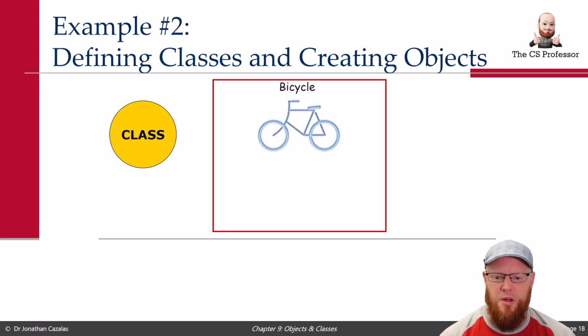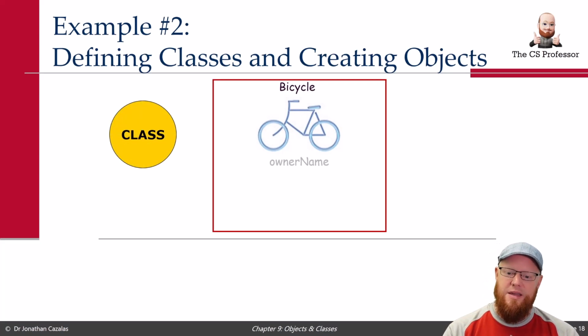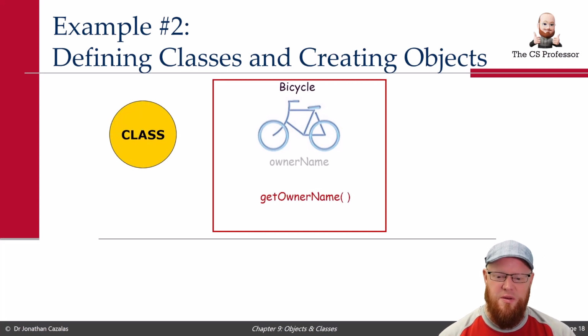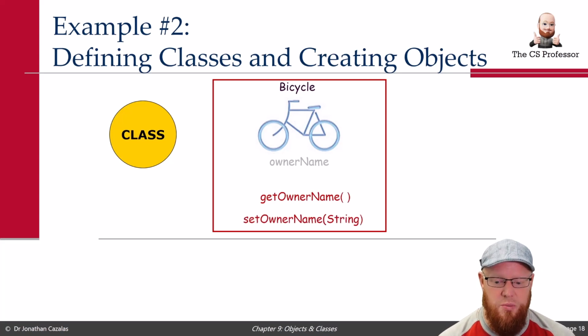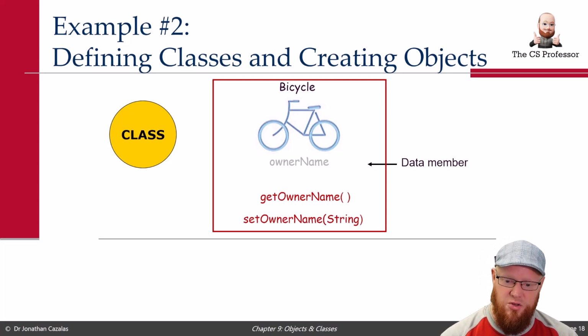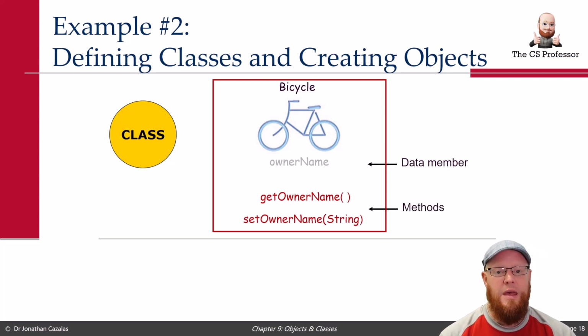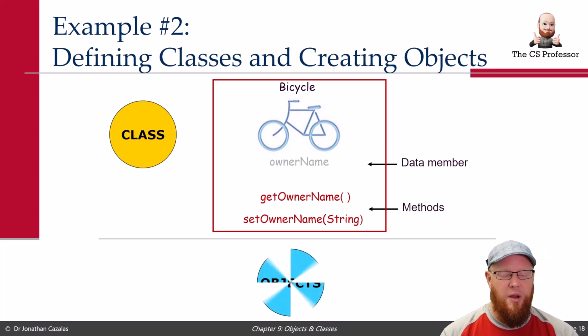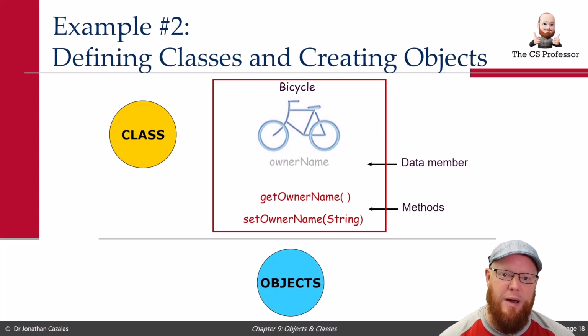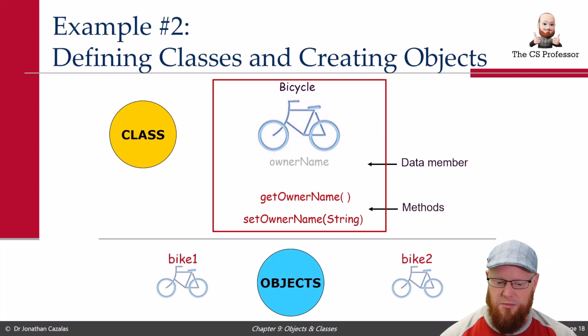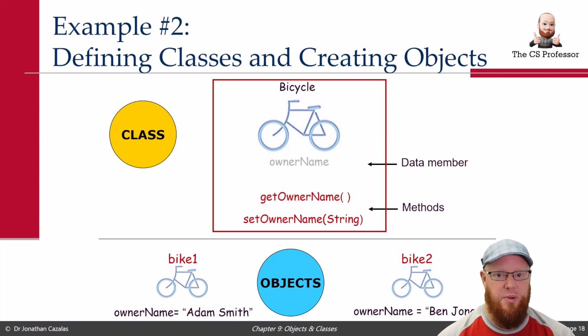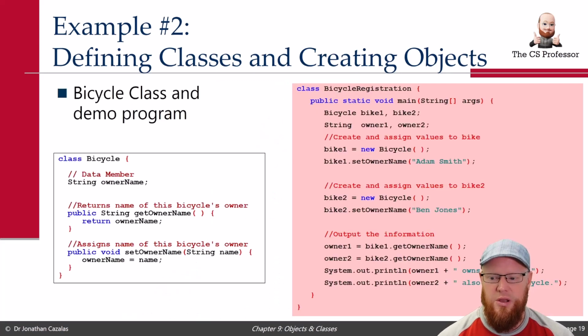Here's another example. We have a bicycle class. In this bicycle class, every bike has an owner, the owner of the bicycle. And we have these two methods, the getOwnerName and the setOwnerName. So there's the data member ownerName, and here are the methods. From this class, we can create bicycle objects. We can make bike1, we can make bike2, and each of those bike objects, of course, would have individual owners.